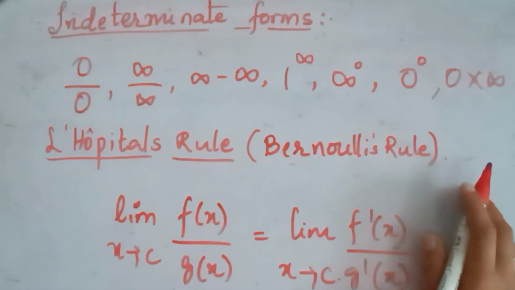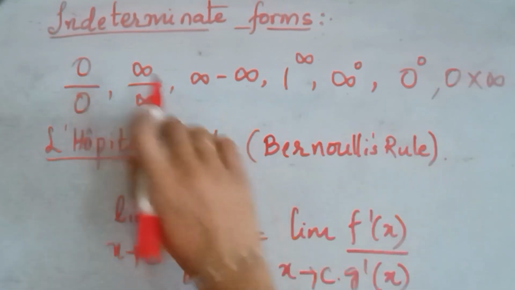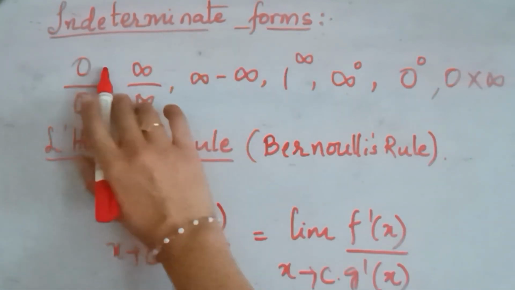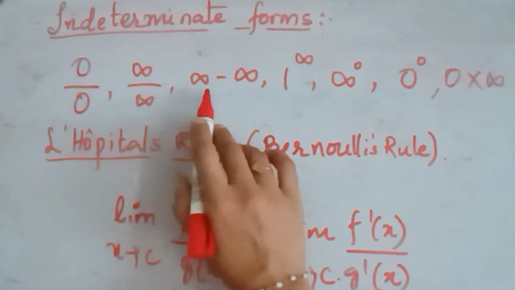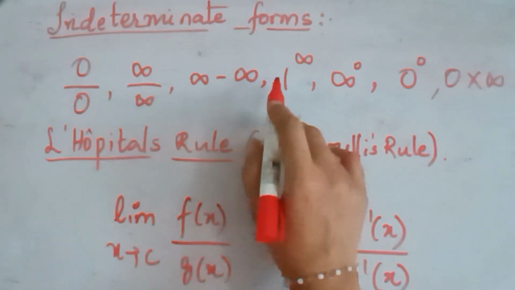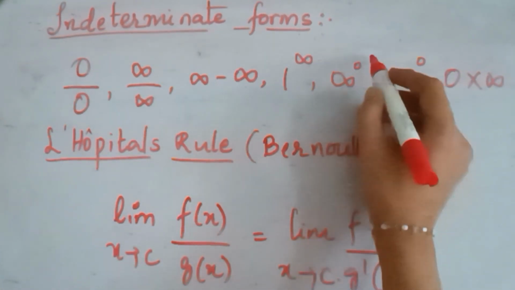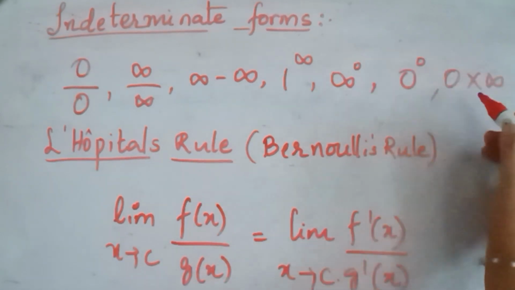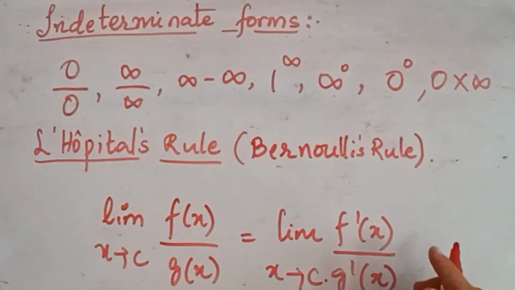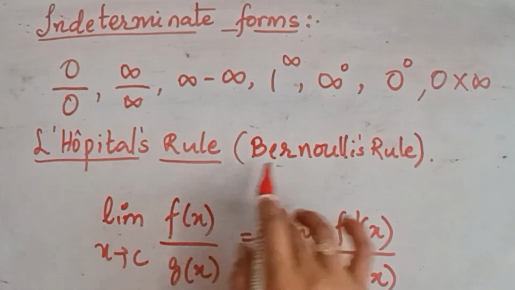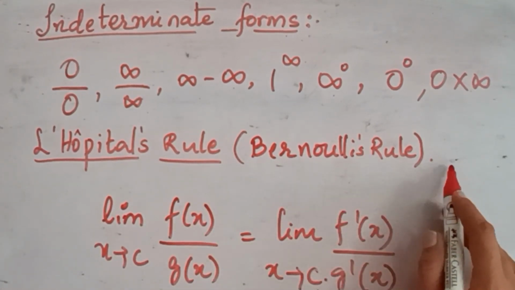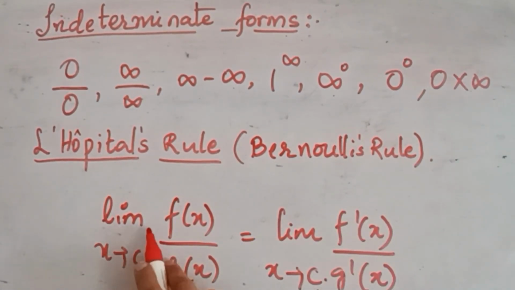In this video, I'll explain how to evaluate the limit of indeterminate forms using L'Hopital's rule. So the indeterminate forms are 0 by 0, infinity by infinity, infinity minus infinity, 1 to the power infinity, infinity power 0, 0 power 0, 0 into infinity.